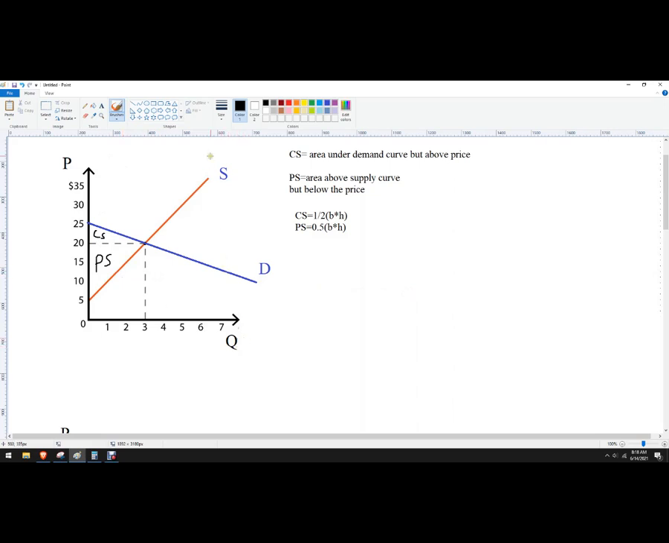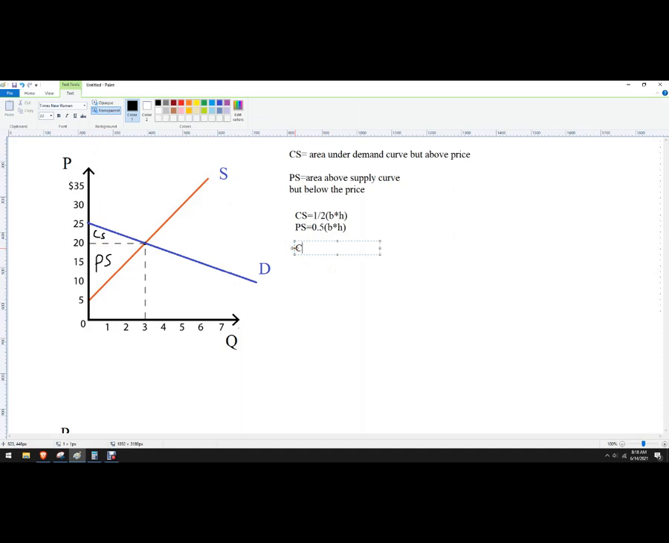Okay, hopefully you paused the video. So the consumer surplus is right here. Let me write that out. Consumer surplus is 1/2, and then the height of the triangle is 5. I guess the base of the triangle is 3. So to do it consistently, 3 times 5, which is 15, and then half of 15 is 7.5.